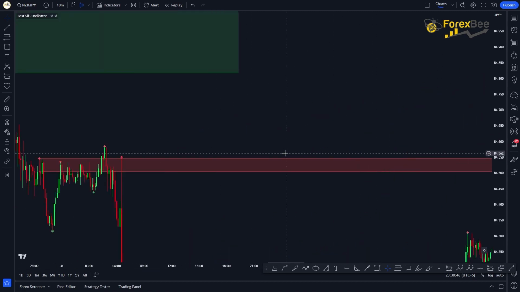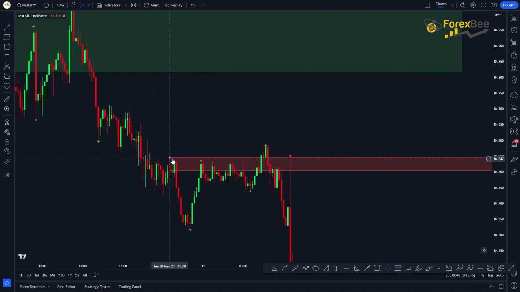And similarly, if we look here, we can see the formation of this resistance zone with 2 valid touches. The first one is here and the second one is here, and it's looking for pivots after 8 candles that are forming on its left and right side. So this is how the indicator is working.